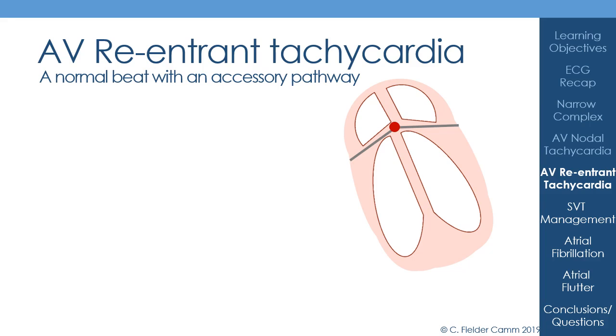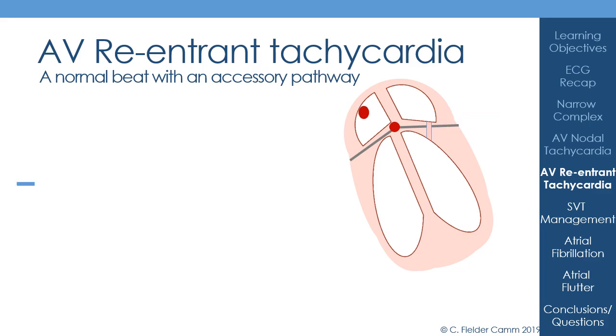So I think the key thing you have to understand about AVRT is that it requires the presence of something called an accessory pathway. So normally the atria and the ventricles are electrically isolated from one another. The AV node is the only way for signals to get from the atria to the ventricles. But in some people, there's something called an accessory pathway. And this is just some additional conducting tissue which links the atria and the ventricles together. That's separate from the AV node.